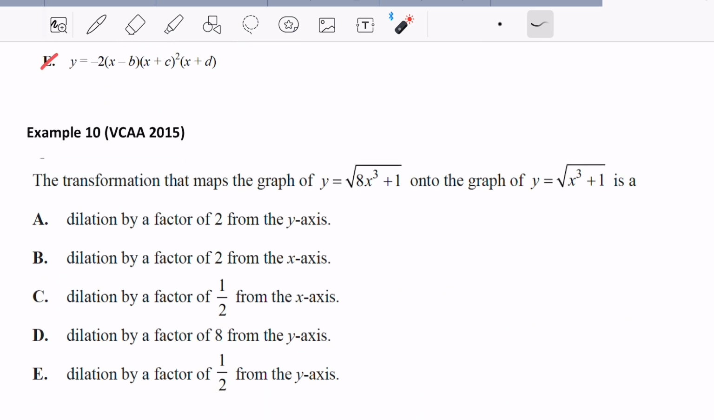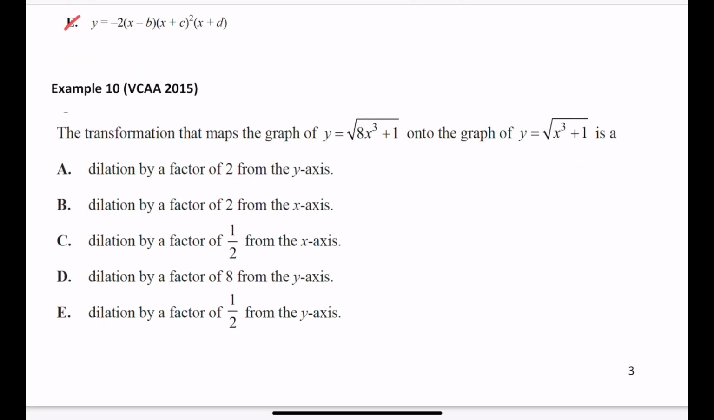All right, question 10. The transformation that maps the graph of y equals that onto the graph of y equals that is... so there's a couple of different ways to do it. You can do it through a shortcut method by just thinking about, all right, how do I get from 8 to a 1 in front of it? But that can be confusing, and can also lead to errors. So I find the easiest way to do it is to map, just to make sure that you're doing it correctly. So in order to map, we have our old function and we have our new function.